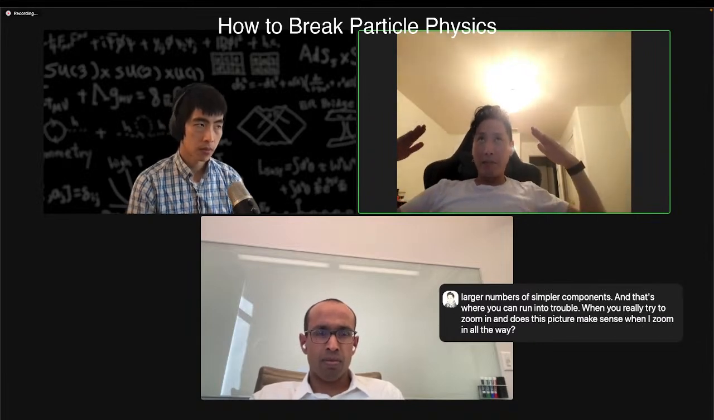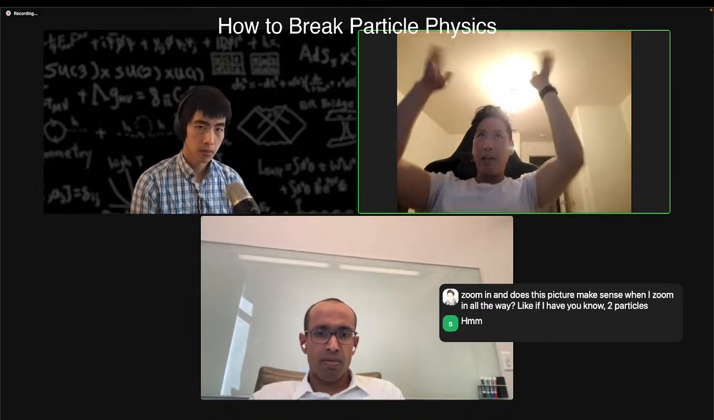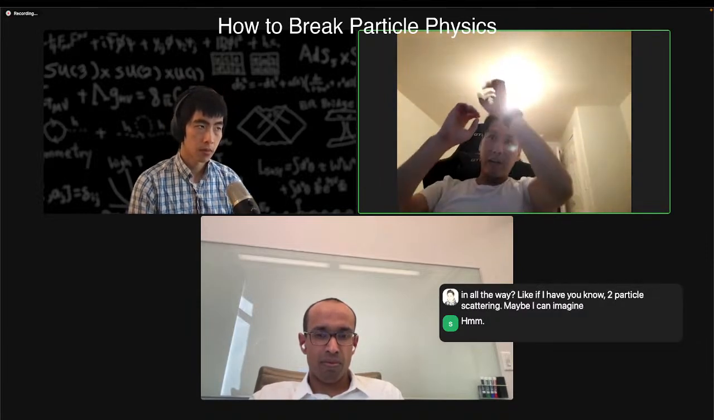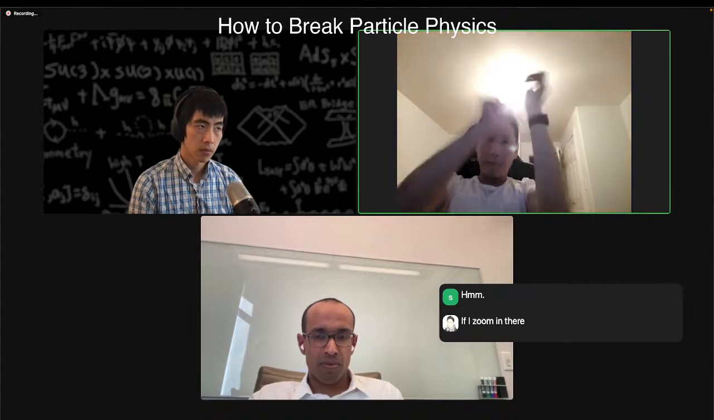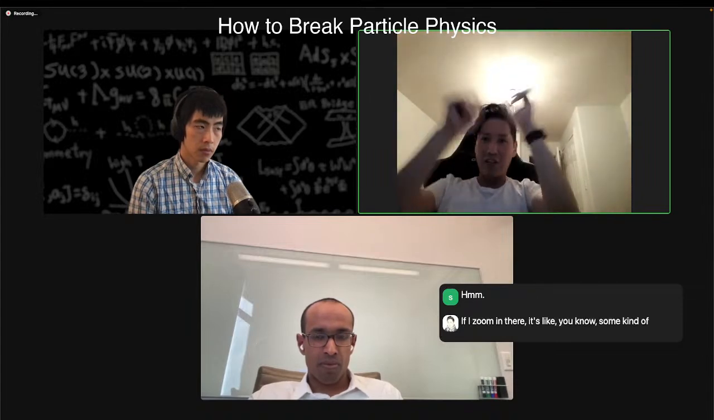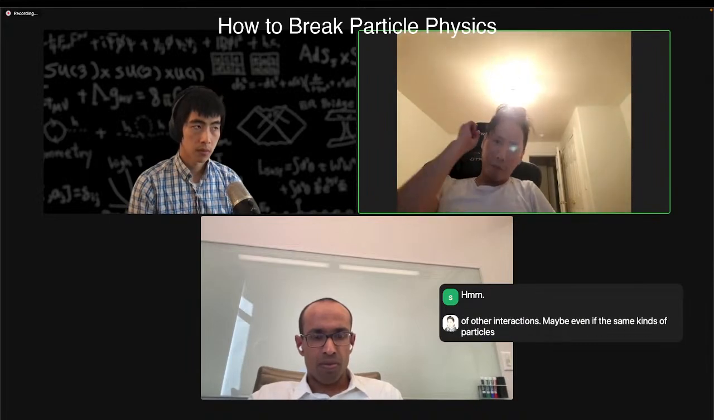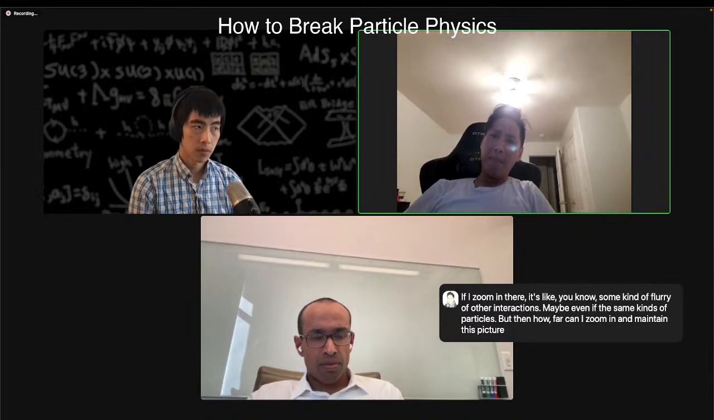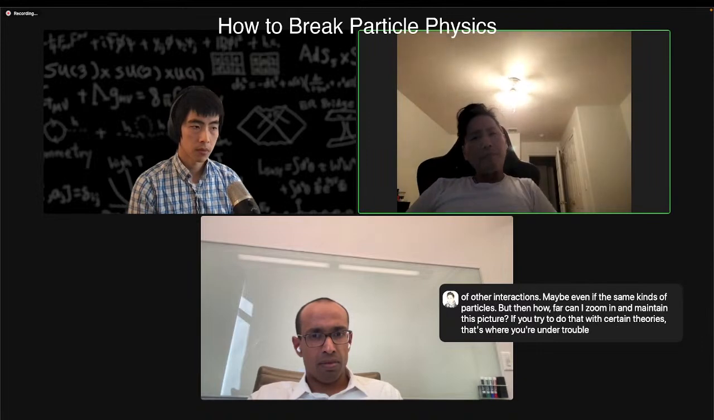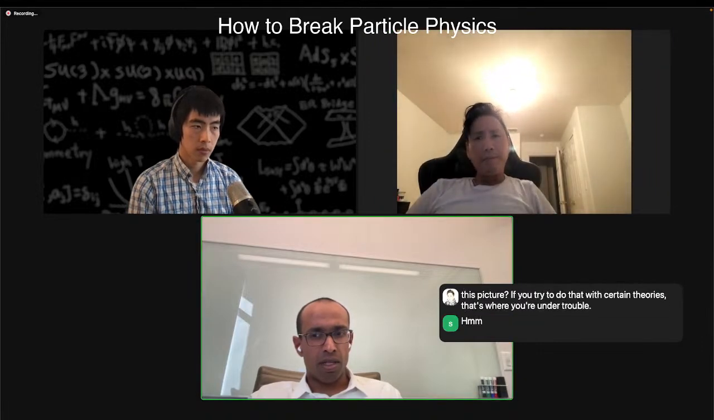Like if I have two particles scattering, maybe I can imagine that scattering, if I zoom in there, is some kind of flurry of other interactions, maybe even of the same kinds of particles. But then how far can I zoom in and maintain this picture? If you try to do that with certain theories, that's where you run into trouble. Tim, can you elaborate on that a bit more?